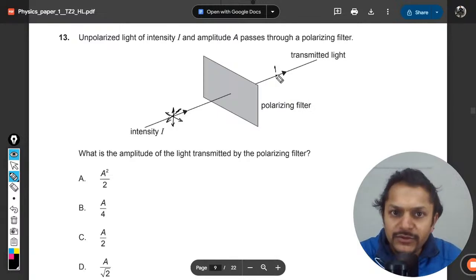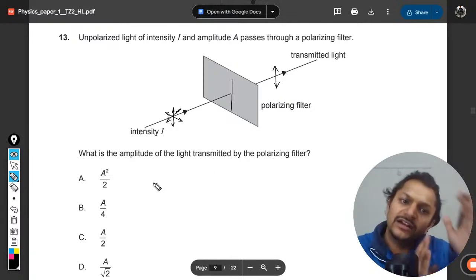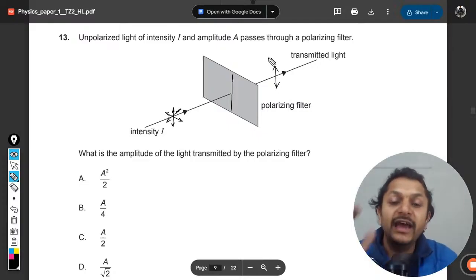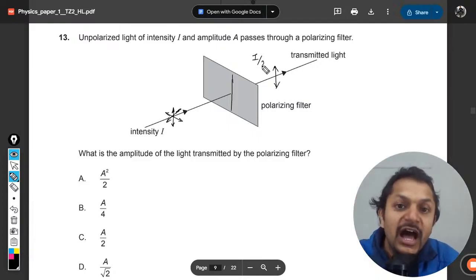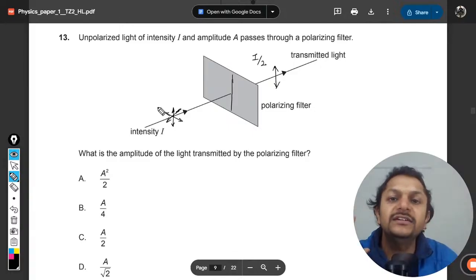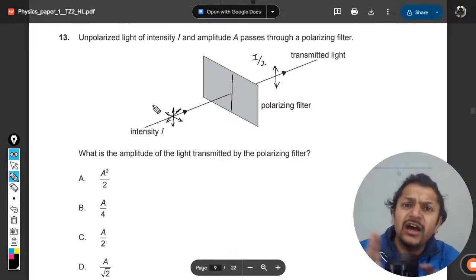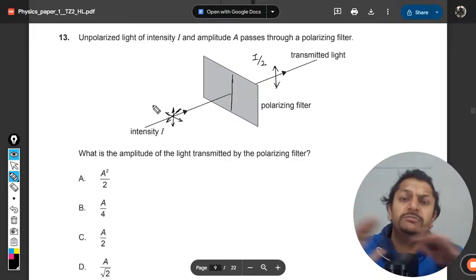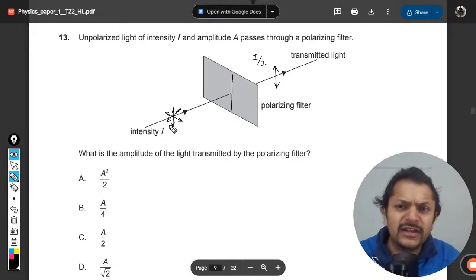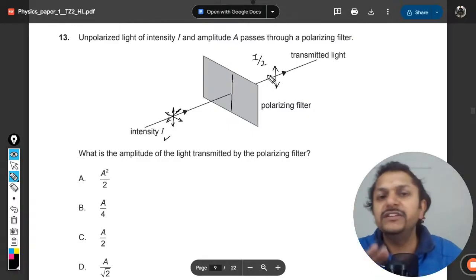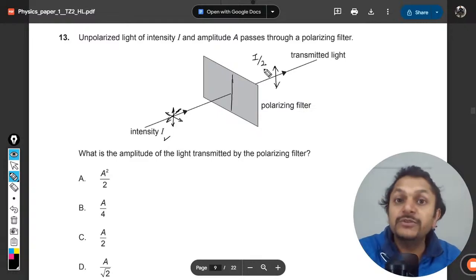So when it becomes polarized, let us say the axis is vertical here, so only the vertical outlet will be there. So this is the polarized light. This polarized light has an intensity which is half of the unpolarized intensity. As a matter of fact, this is just a formula that you can remember. If this is an unpolarized light and intensity is I and it is polarized, the intensity divides by 2, so intensity becomes I by 2.